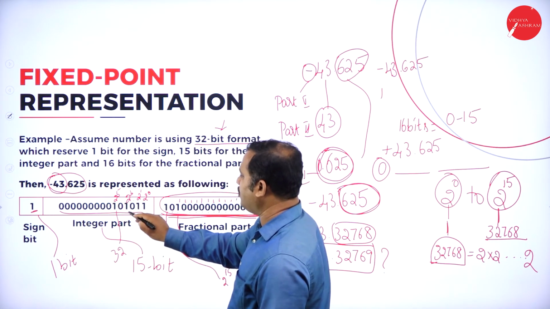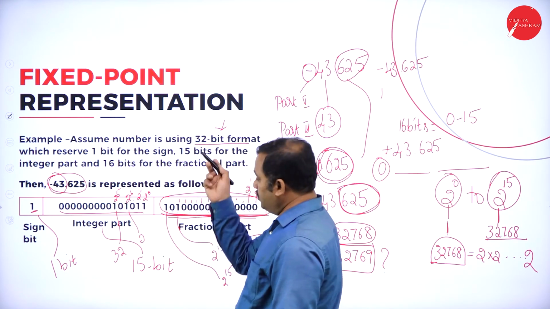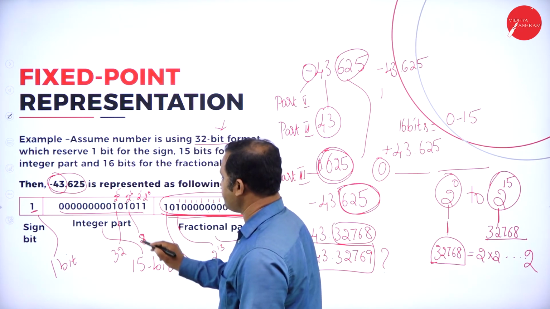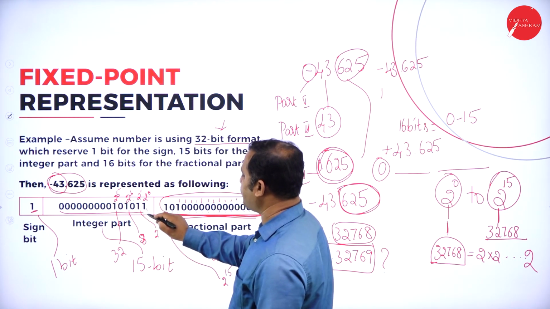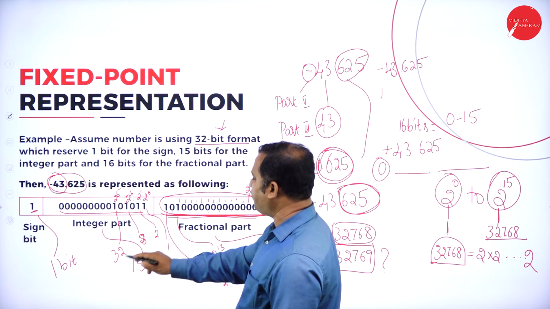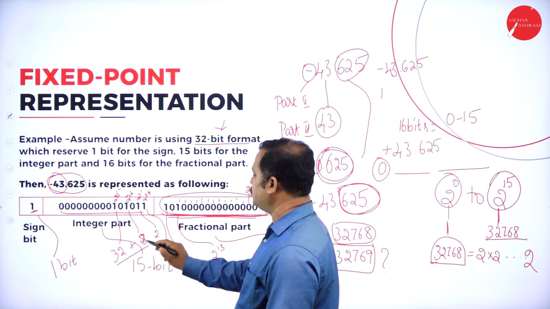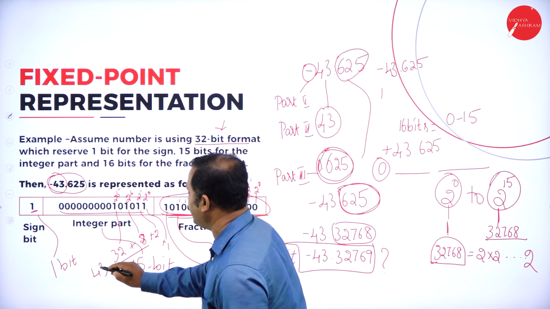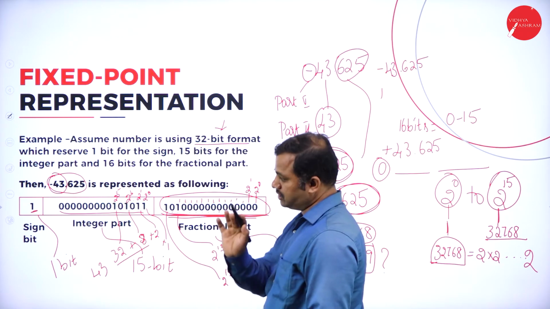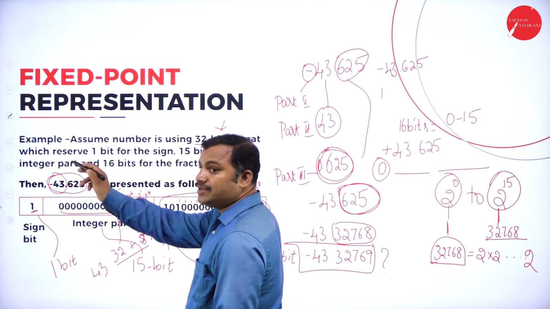What is the value of 2 raised to the power of 3? It is 8. What is the value of 2 raised to the power of 1? It is 2. 2 raised to the power of 0 is what? 1. If I add up all these values, what is 32 plus 8? 40. 40 plus 2? 42. 42 plus 1? We have 43. Do I have the value 43 here? Yes, I have a 43 here. I have 1 here, so it is negative minus 43.